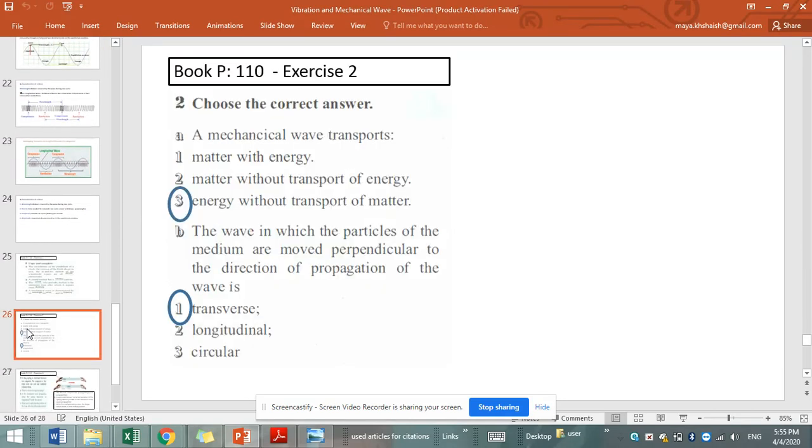The wave in which the particles of the medium are moved perpendicular to the direction of the propagation of the wave is transverse, longitudinal, or circular. We did not learn about circular waves. We have transverse and longitudinal. Since the vibration is perpendicular to the propagation of the wave, it is a transverse wave.